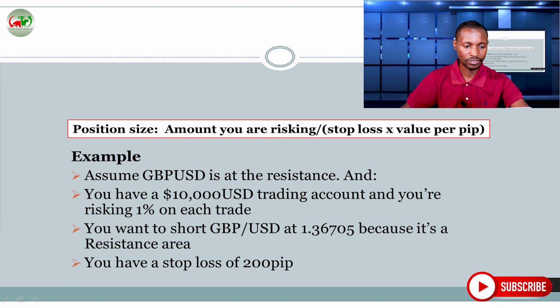So let's say you have an account of $10,000 and you want to risk 1% for this trade. So it is clear that your risk will be $100, and you are trading GBP USD, which is trading at 1.3675. If you remember well how to calculate the pips, we calculate the 4 decimals, so we don't even need to calculate this one. And you want to sell this because it is resistance, and you want to take a stop loss of 200 pips. So these are all the data we need to calculate our position size.